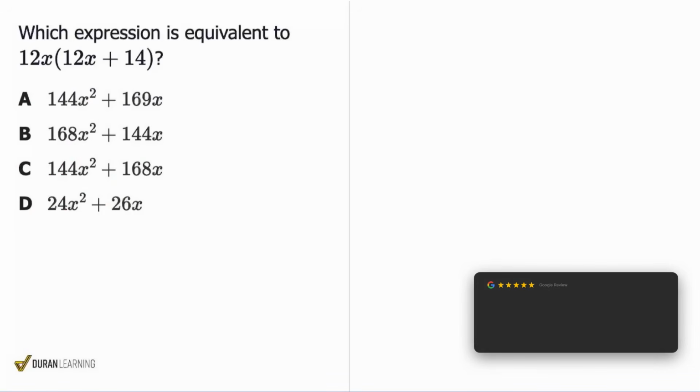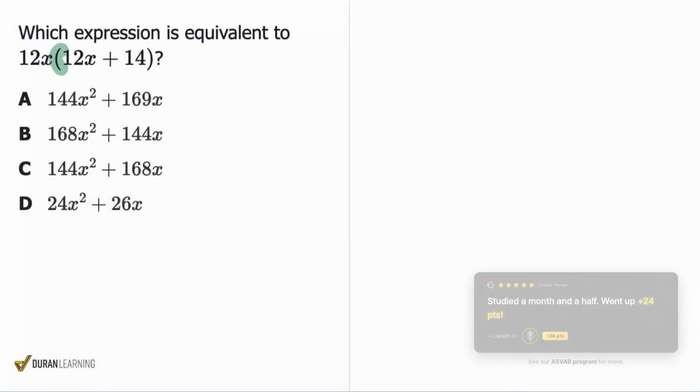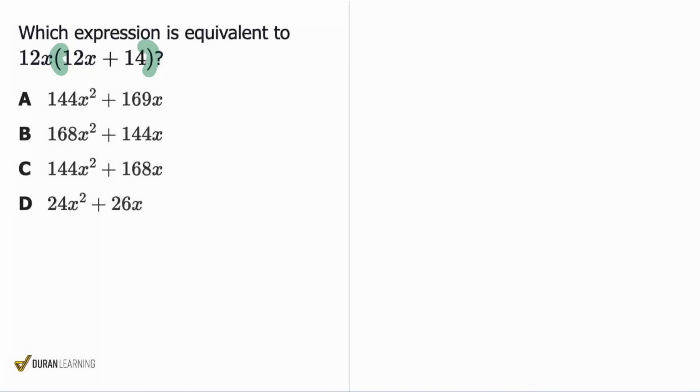So question number 2 here, we have which expression is equivalent to 12x multiplied by the group 12x plus 14. All right, cool. So when we take care of a question like this, we just want to really understand, again, quickly, what the goal is. I see a parentheses, and I see a number in front of that parentheses. That tells me we're going to be distributing. So let's write this over here on the right side. We have 12x, and then 12x again, plus 14.